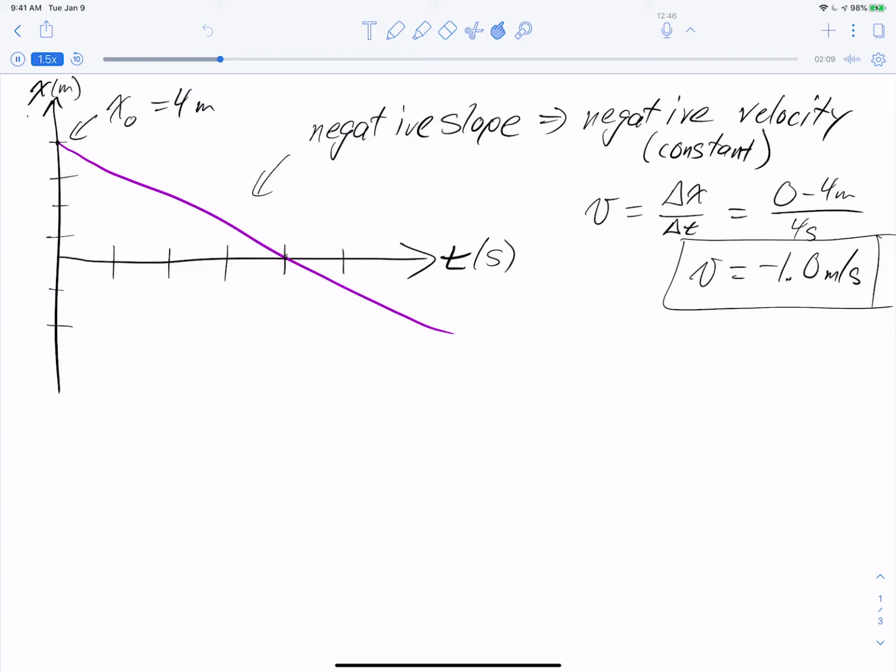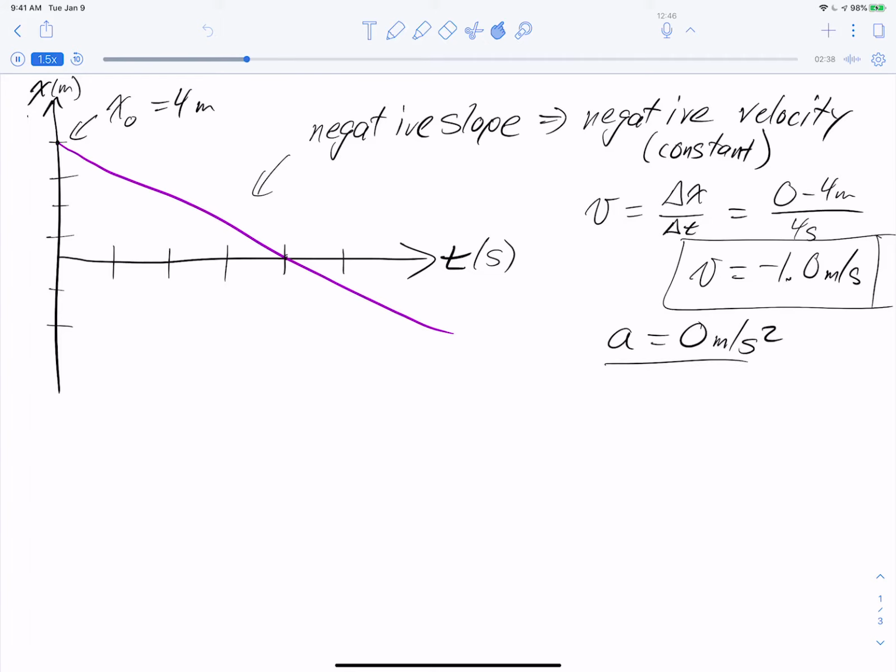Now without a picture, I don't really know what positive or negative means, but if this was horizontal motion, I would say it's moving at negative 1 meters per second in the negative direction, which might be to the left if we use our typical definitions. Right? And because that velocity is constant, that means that my acceleration is 0 meters per second squared.